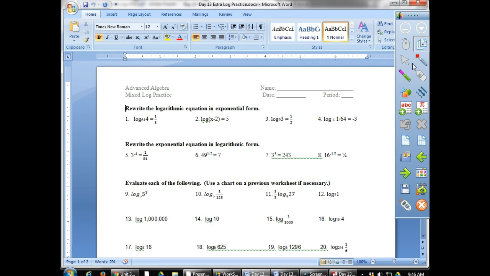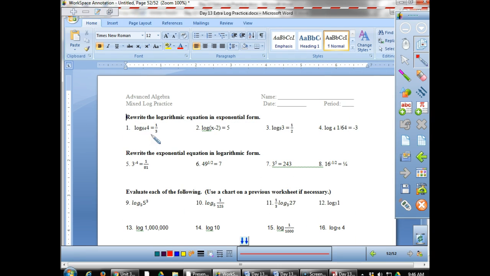Okay, so just starting with number 1, 64 to the 1/3 is 4. So remember, you loop around. 9 to the 1/2 is 3. That's true, obviously. So this is rewriting the log back in exponential form. So going the other way, we go from exponential to log. And remember, I told you the first thing you do is write the word log. Your base is a 3, and you still can loop around like that. So log base 3 of 1/81 is equal to negative 4.